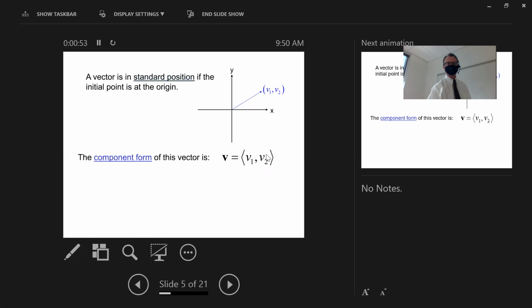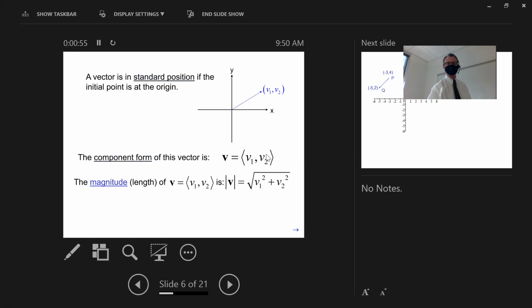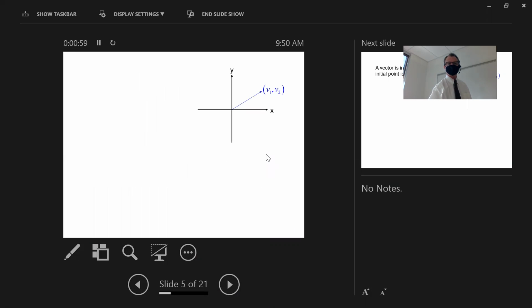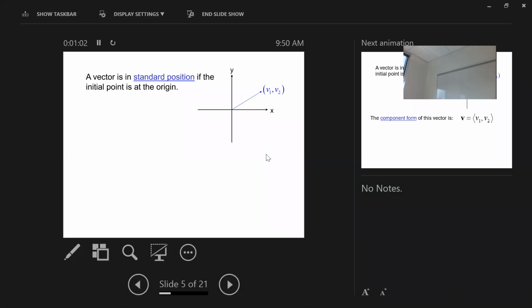What does this mean? The two vectors are equal, ready? If you copied this vector and slid it to the left or slid it somewhere else, it would be the same vector. They'd be equal.